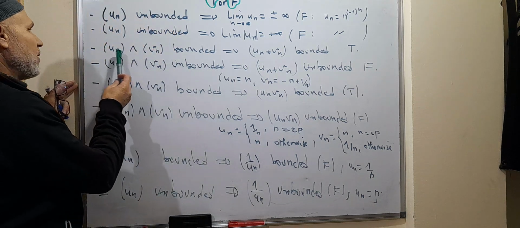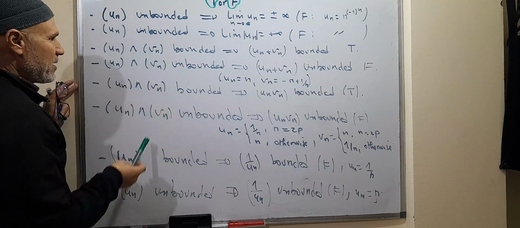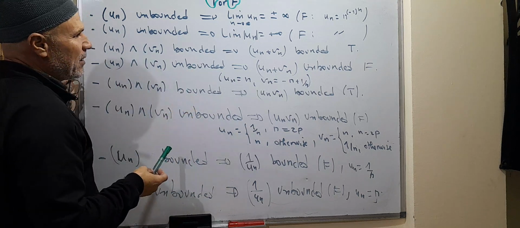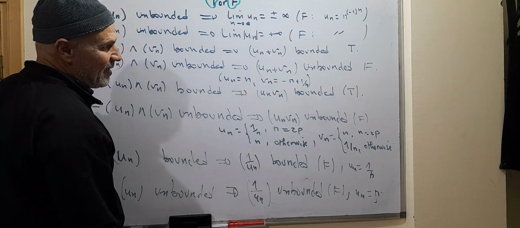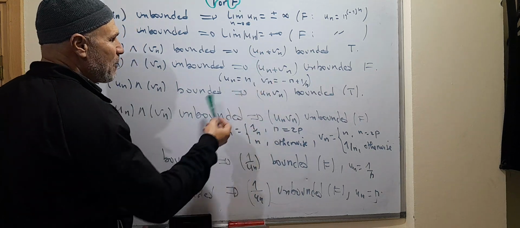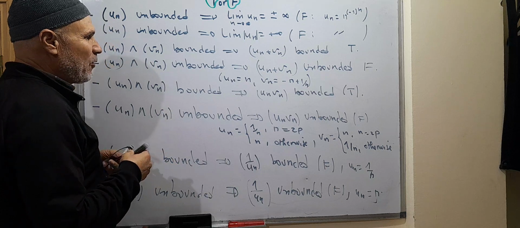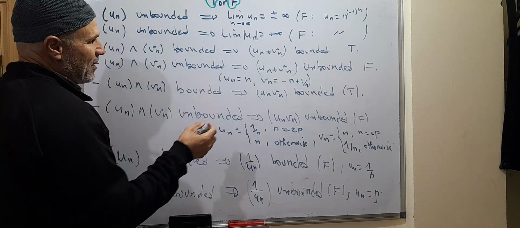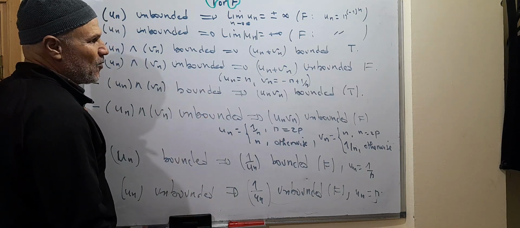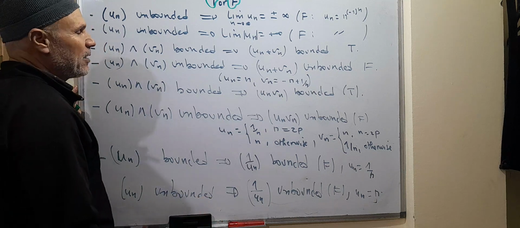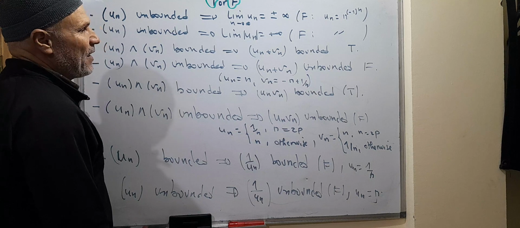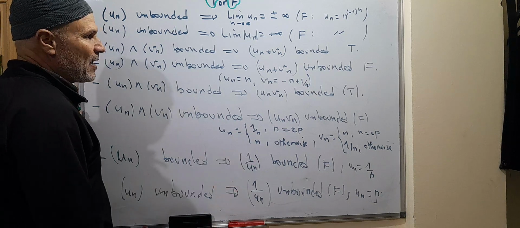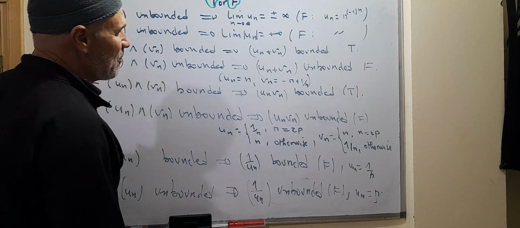We suppose that un and vn are two sequences which are bounded. Is un plus vn bounded? This is true. We can just apply the definition of boundedness. There exist u1 and u2 such that un is less than u2 and greater than or equal to u1. The same thing with vn. If we add them side to side, we get that the sum is bounded.